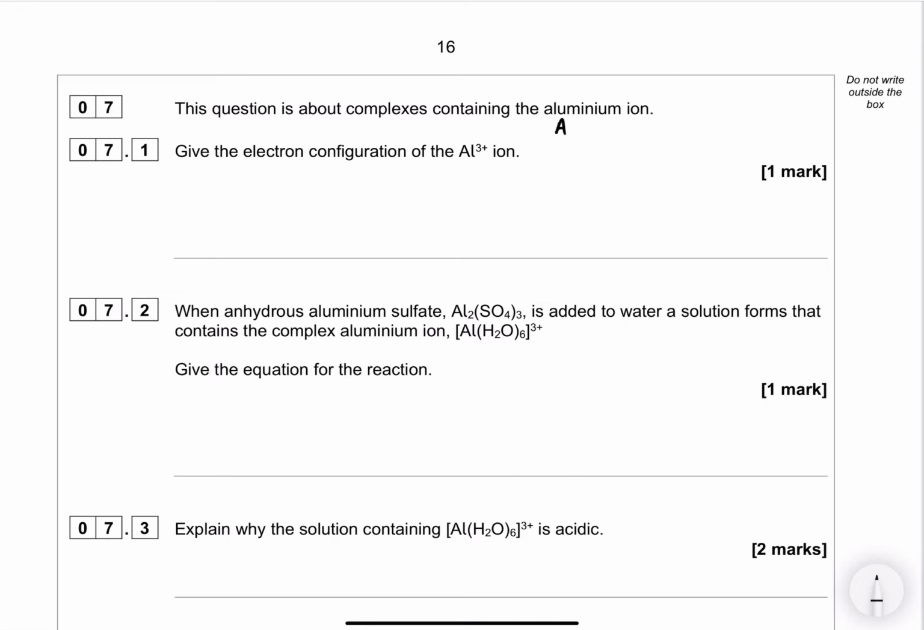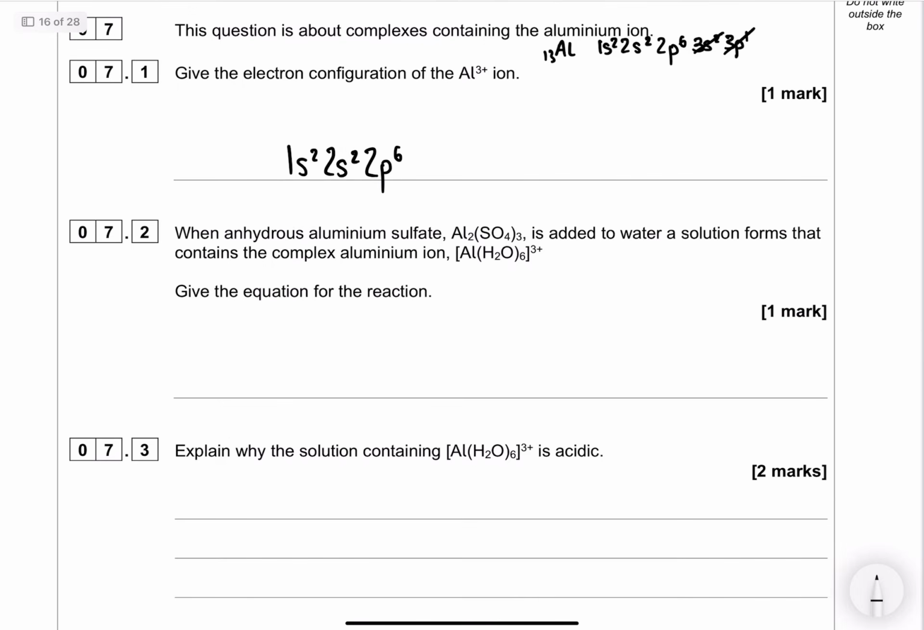So aluminium is element number 13. So if we were to put 13 electrons, 1s2, 2s2, 2p6, tracking along the periodic table, 3s2, 3p1. And if it's 3 plus, we're going to lose 3. So 1, 2, 3. And so our electron configuration of Al3+ will be 1s2, 2s2, 2p6.